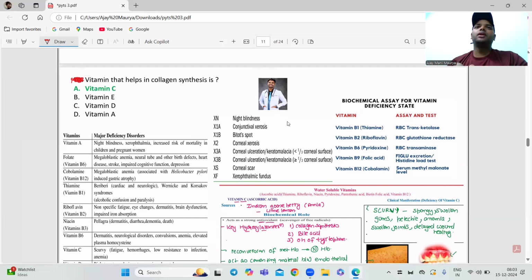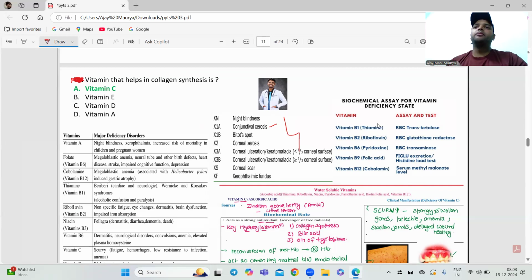Also, please remember the first sign. The first sign is conjunctival xerosis, and the symptom is night blindness, for vitamin A deficiency. Remember this one, the ophthalmias. Also, guys, there is a biochemical assay for vitamin deficiency.